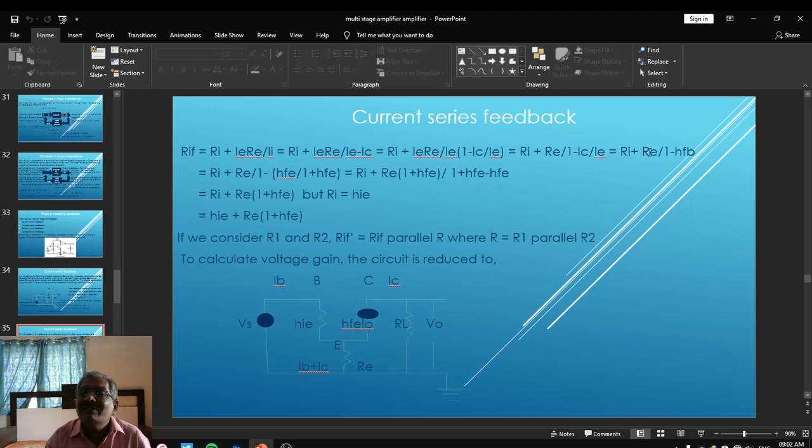Therefore, one can write Rif is equal to Ri plus Re upon 1 minus hfb, but hfb is equal to hfe upon 1 plus hfe. Alpha is equal to beta upon 1 plus beta. By using that, one can write Rif is equal to Ri plus Re upon 1 minus hfe upon 1 plus hfe, which can be written by taking LCM. This 1 plus hfe is common for this also, so 1 plus hfe multiplied with 1 minus hfe upon 1 plus hfe.